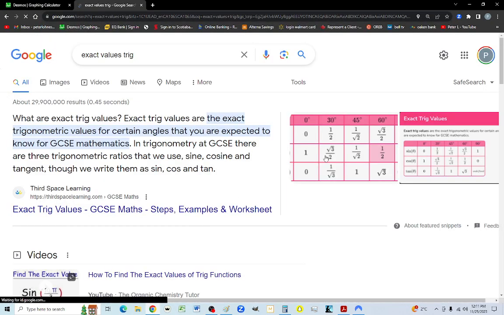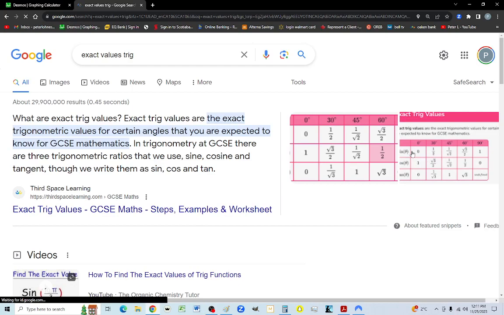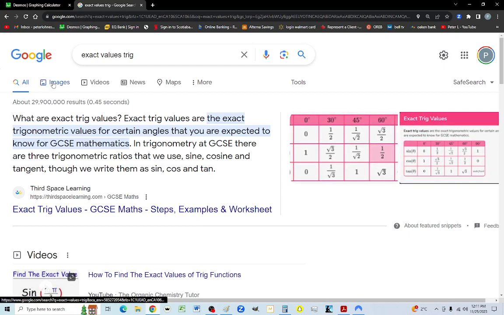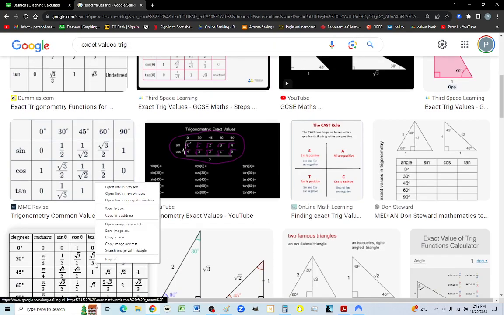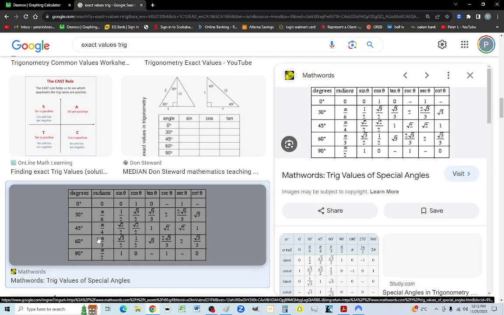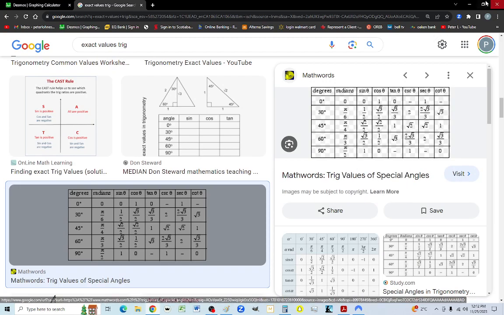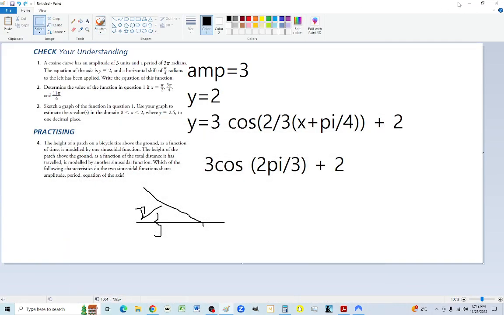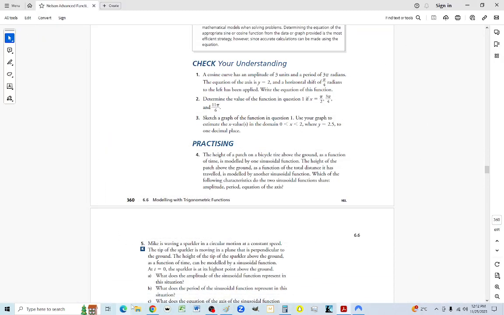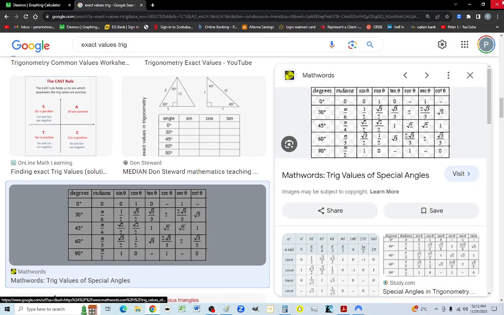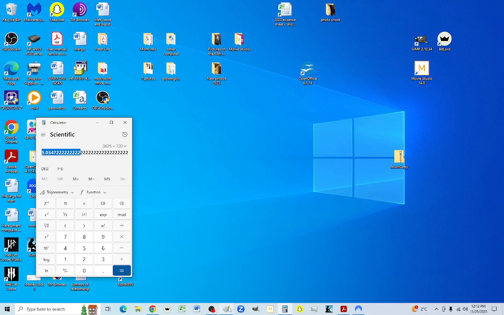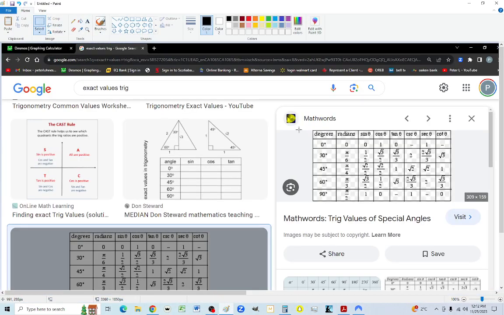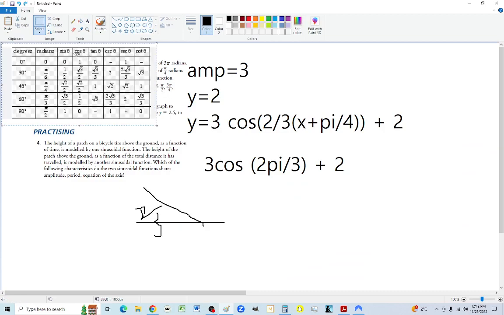Exact values trig. And it helps if you use the pi version. Let's see, that one's not the pi version. And yeah, you can just pull up your triangles if you want. Right there we go. That's a good one. I bet you this turns black. Yeah, I knew it. Otherwise, you got to take a picture of it instead. Or you could just work with your exact triangles, but it's a lot easier, once you've done the exact triangles, just to have an exact table.